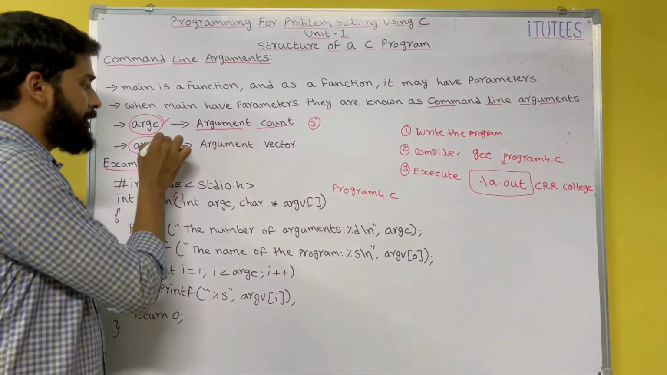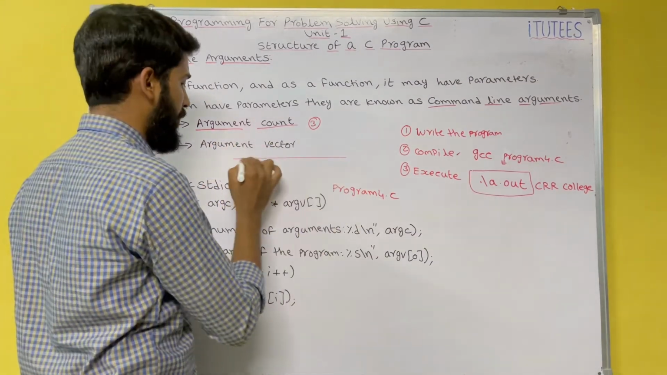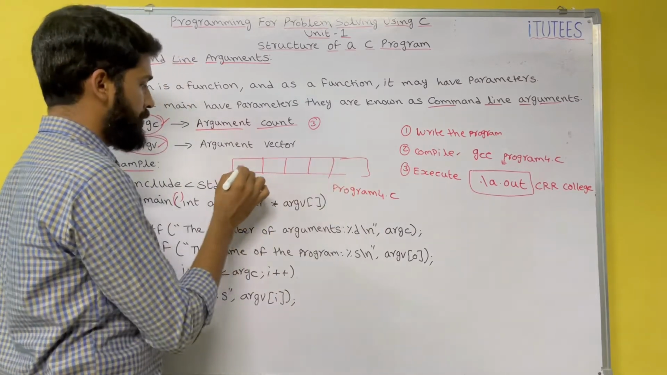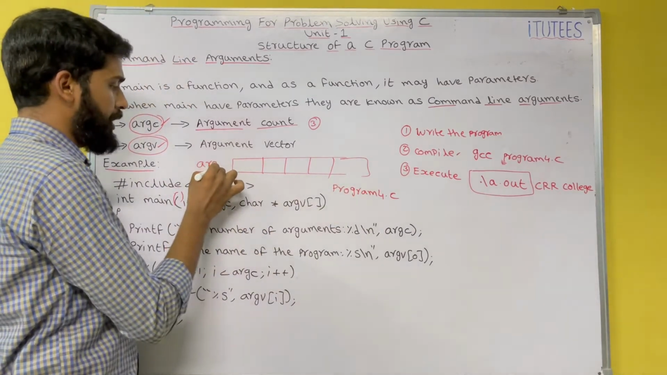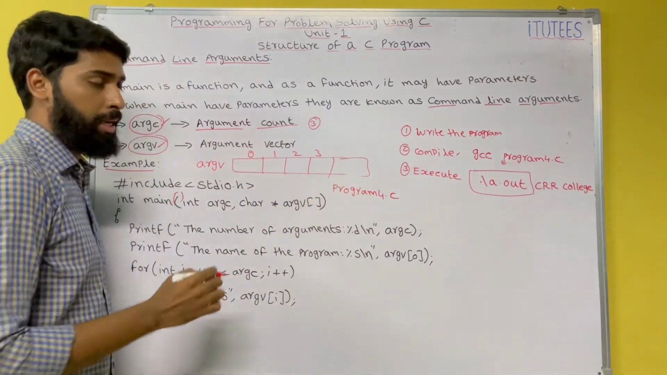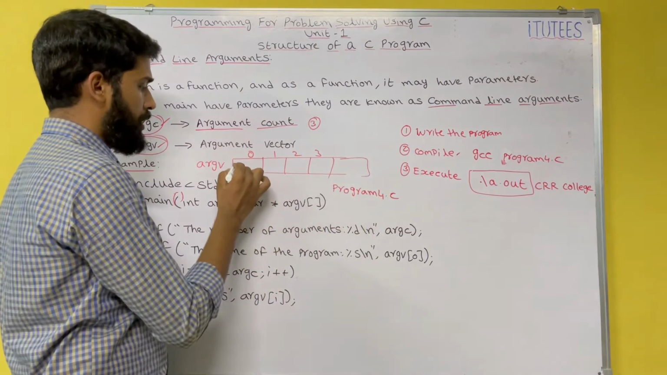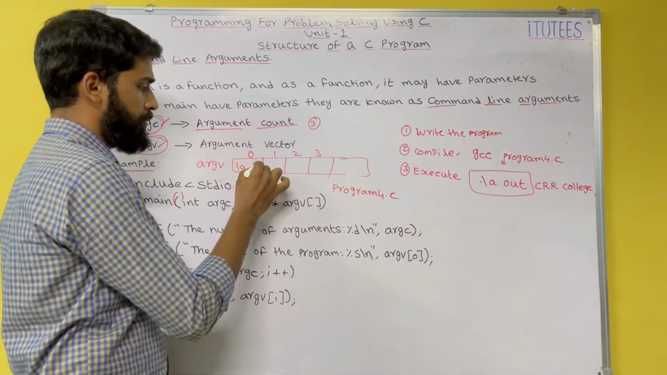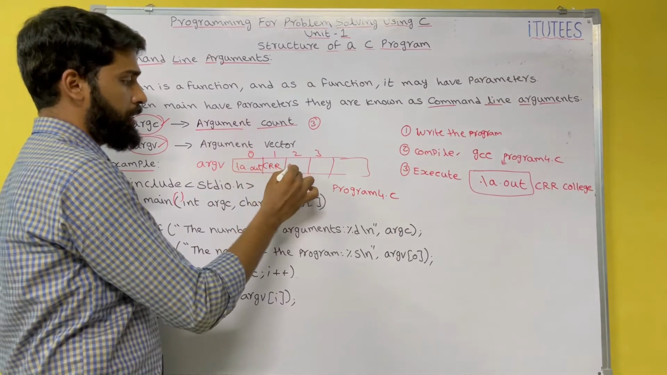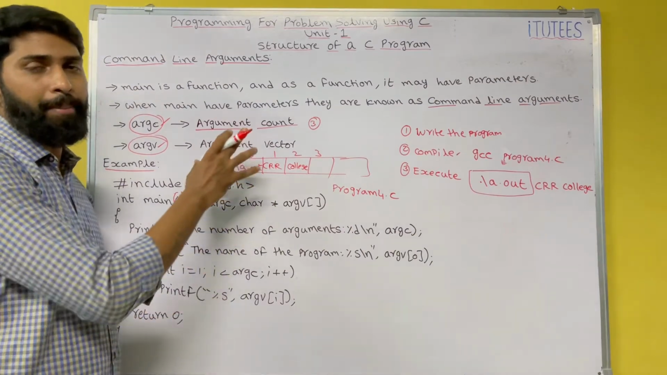And argv is the argument vector. That means it is like an array. The name is argv. So this is the 0th index, 1, 2, 3 and so on. In the 0th index, it stores the program name, here ./a.out. The first argument is CRR. The second argument is college. So this is about command line arguments.